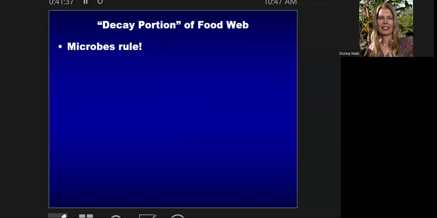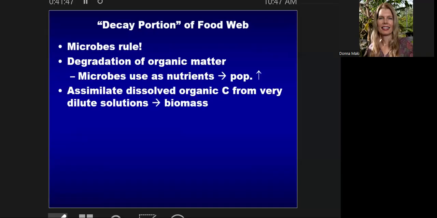So the decay portion, when you think about decomposition of living organisms, again, microbes rule. They are very heavily involved in breaking down organic matter. And certainly there's a lot of cycling going on there. They'll be breaking down the organic matter, bringing that in, using that for nutrients in order to get their ATP. That increases their population numbers. You might have crash and boom cycles going on depending on the habitat.